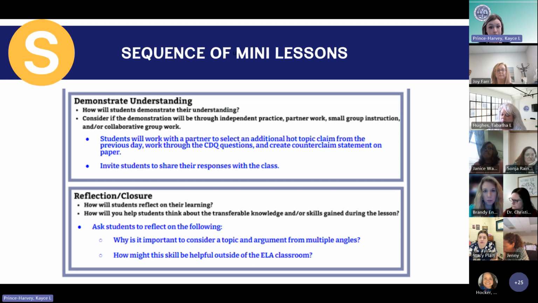To demonstrate understanding, after we've done that as a class, students can work with a partner to take an additional hot topic claim from the previous day and work through those same CDQs to create a counterclaim statement on a new topic, and then invite them to share their responses. To reflect, we'll ask students to consider why it's important to consider a topic or an argument from multiple angles. So what's the impact of that? And how might this skill be helpful outside of the ELA classroom?